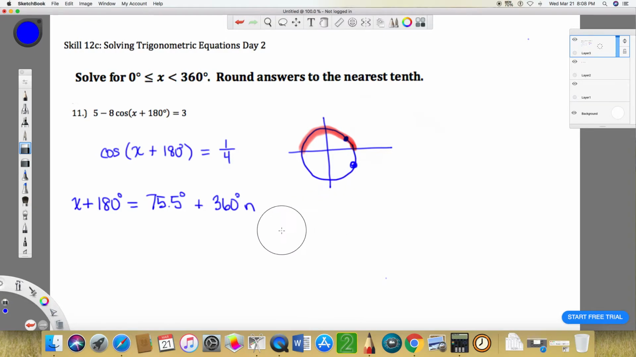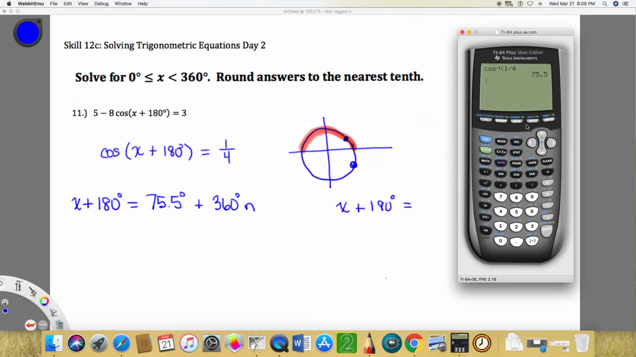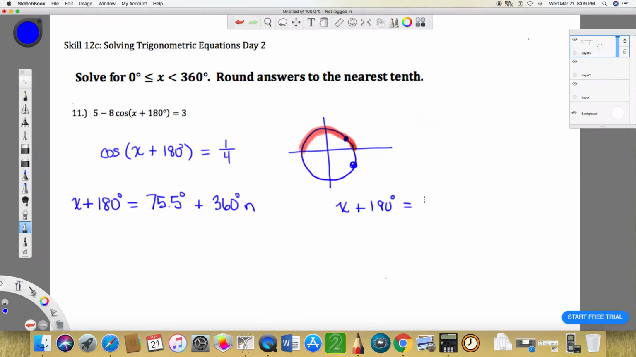Now let's come over for this quadrant 4 angle and get an expression for it. So let's go back to my calculator here. 75.5 is in quadrant 1. I can use that as a reference angle, and I can take 360, which is 1 revolution, minus that reference angle, and that'll get me my quadrant 4 angle that I'm looking for. So 284.5. And any angle that is coterminal to it.